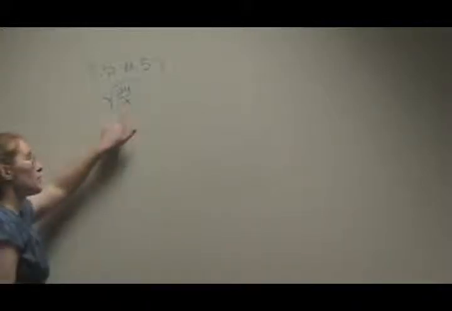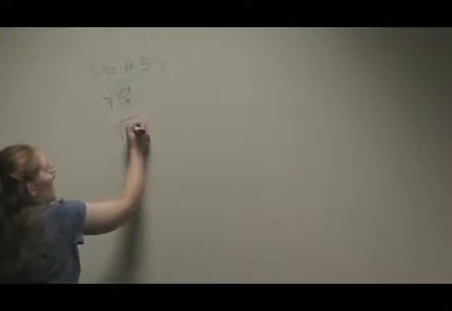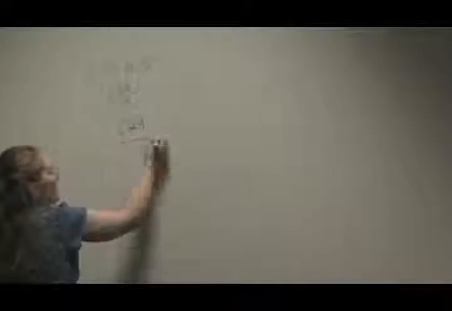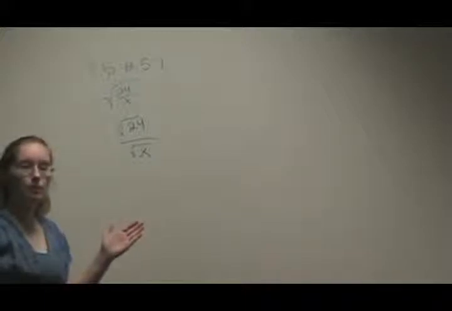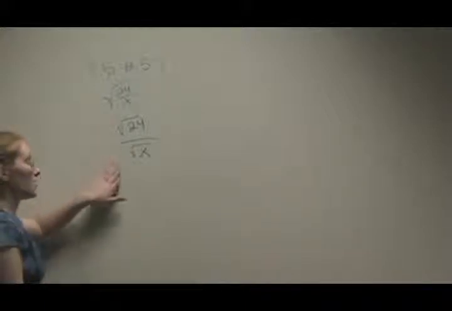What we're going to do first is divide this into two radicals. So, square root of 24 over the square root of x. This is one of our radical rules. We're allowed to do it. And by doing this, we can look at each of these separately.